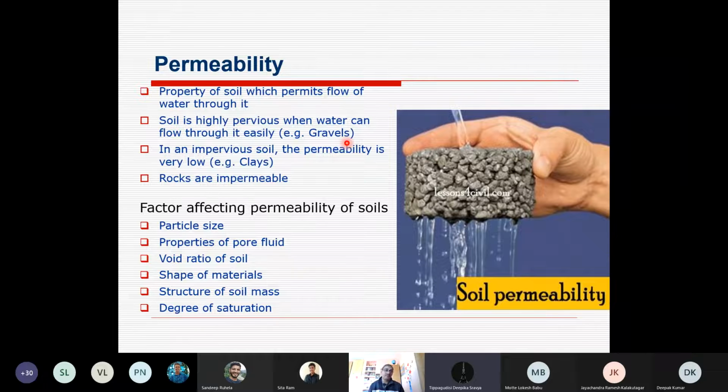In another condition, a soil may be not permeable, or very low in permeability. So in impervious soil the permeability is very low. For example, clay. If it is pure clay, it will not allow much water, a few drops in a whole day, maybe something like that. Or say rocks are impermeable.